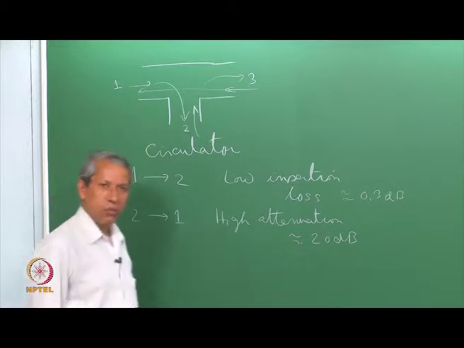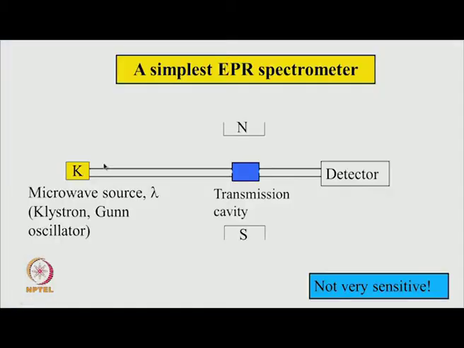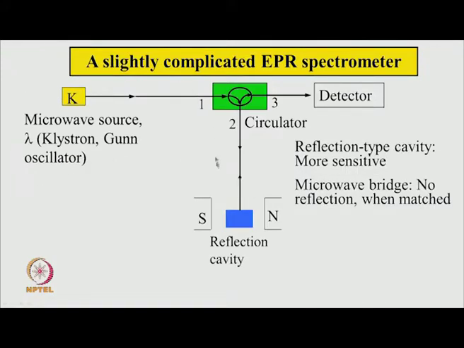So, using this we can make a spectrometer which will allow the microwave power to go from the klystron to the cavity in this fashion. Let us see. This is the circulator. Port number 1, 2 and 3 are connected in this fashion, and the klystron or the GaN oscillator produces microwave power which enters port number 1.